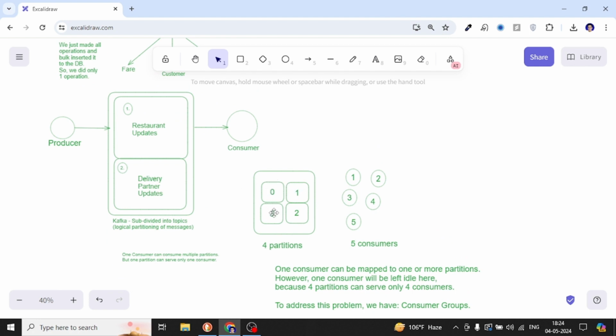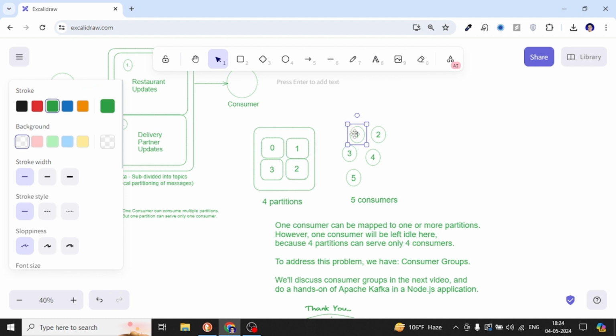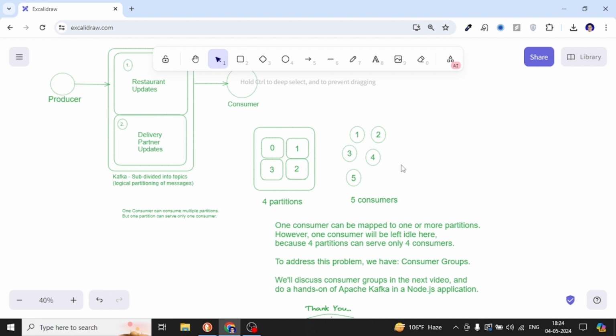For example, we have four partitions here and we have five consumers. One consumer can be mapped to one partition or multiple partitions. So consumer one can fetch the served data from the zeroth, first, second, and third partition as well. One or multiple. But one partition can serve data to only one consumer. So it's like one to many, but many to one is not possible. And since we have only four partitions, it can serve a maximum of four consumers, because one partition can serve only one consumer. That is something we need to address.